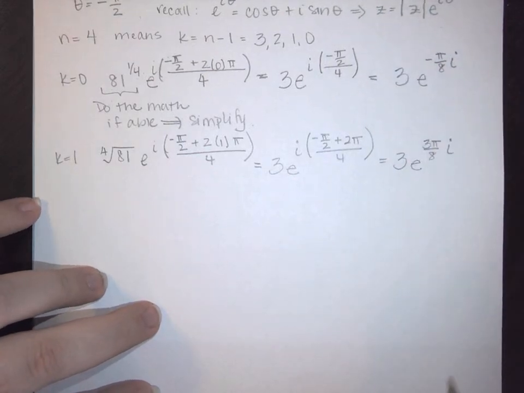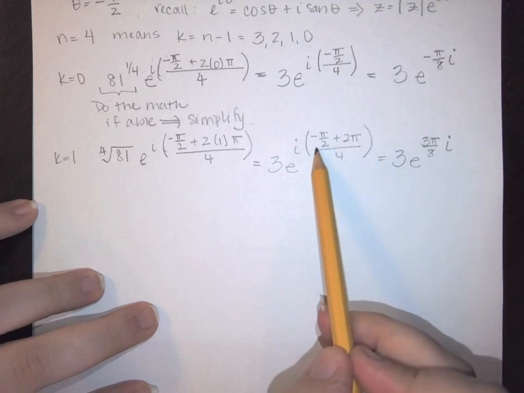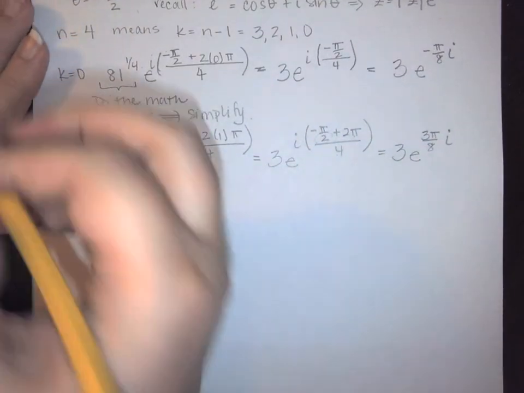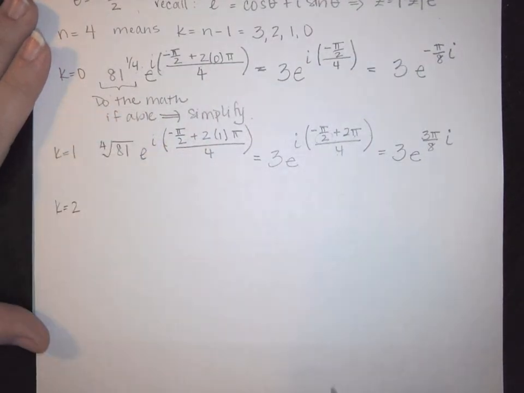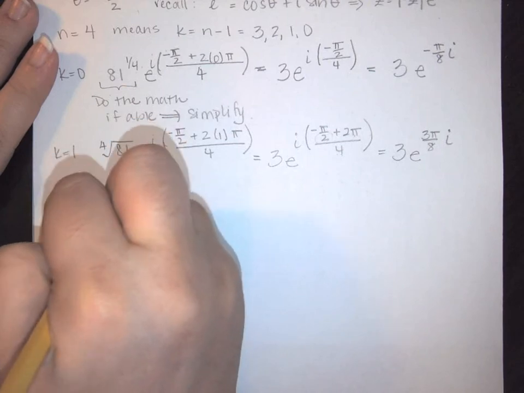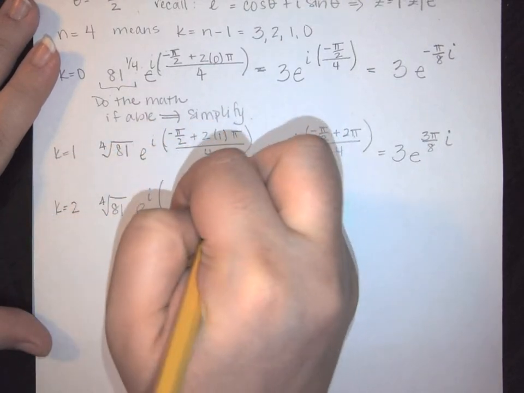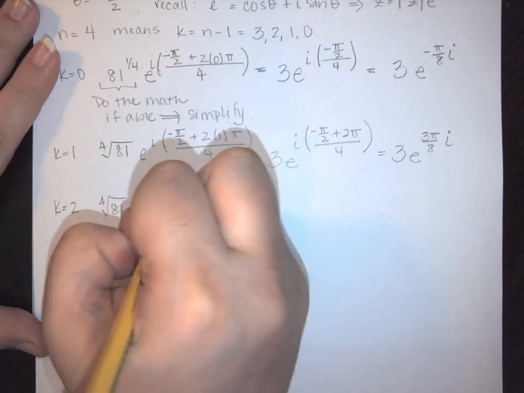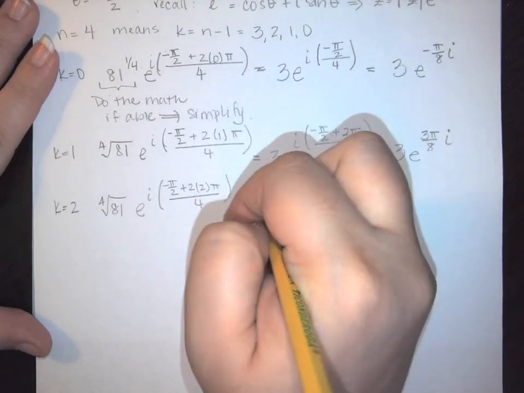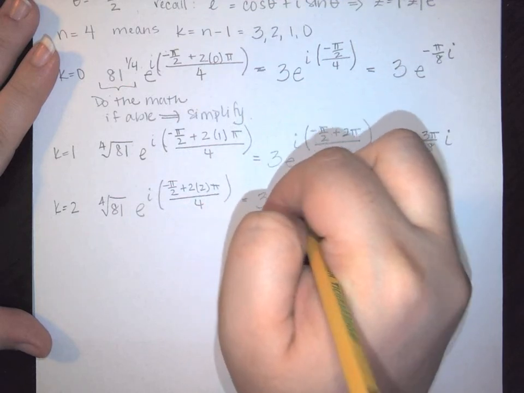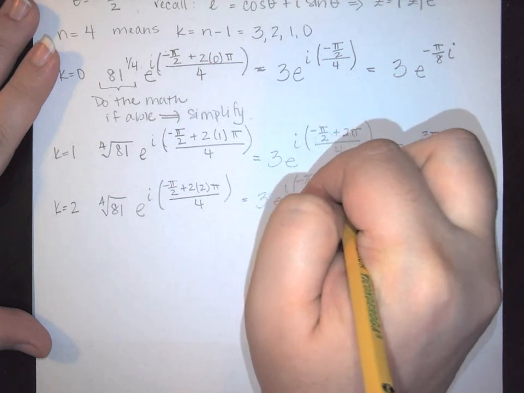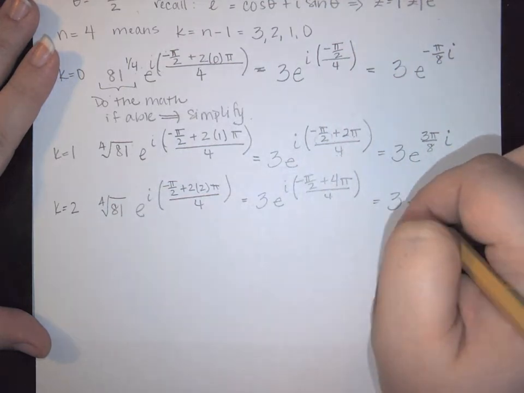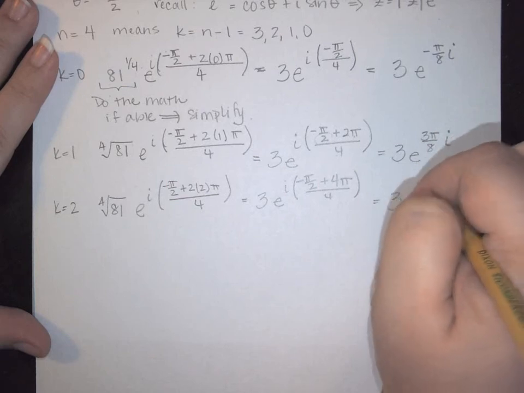Okay? So here you're going to combine your terms. Remember, for this case, 2 is that lowest denominator. You'll combine the top and use your fraction rule to get rid of this denominator here. We're going to do the same process for k equals 2. So again, this is going to be that fourth root of 81, e to the i times your stuff. So negative pi over 2 plus 2 times 2 pi all over 4. We're going to reduce this down to 3e to the i times negative pi over 2 plus 4 pi all over 4, which is going to end up being 3e to the 7 pi over 8i.